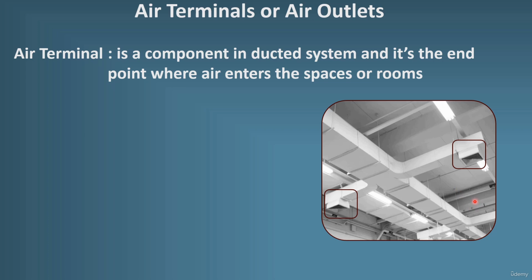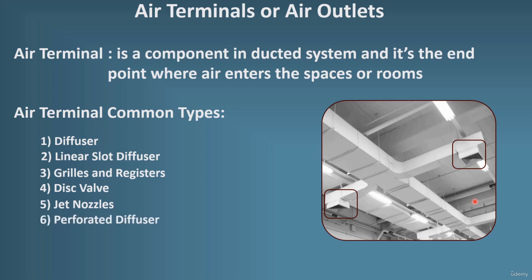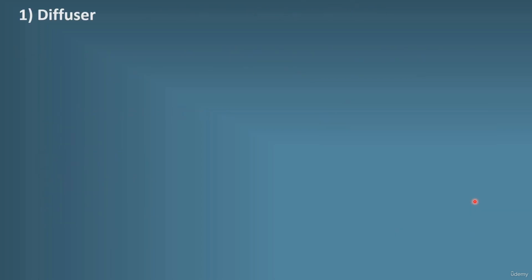We have different types of air terminals: diffusers, slot linear diffuser, grills and registers, disc valve, jet nozzles, and the perforated diffuser. The most common known air terminal is the diffuser. The first diffuser is the square diffuser.